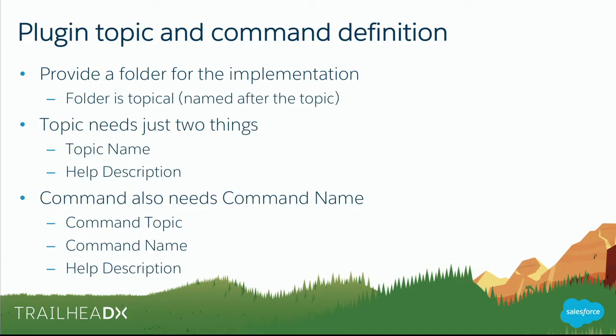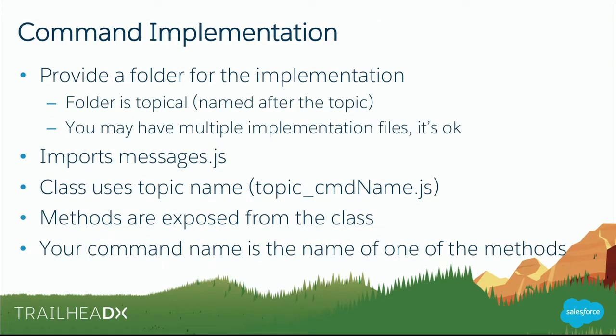Okay, so this is kind of a recap. We provide a folder for the implementation. We only need a couple of things for the topic definition. That's the name and the help. And then the command, in addition to topic and help, it also needs the name. The command implementation is a folder. Again, the folder is topical. You might have multiple implementation files. That's fine.